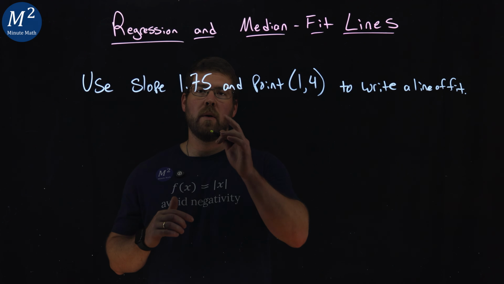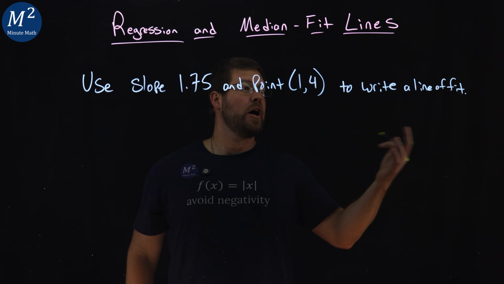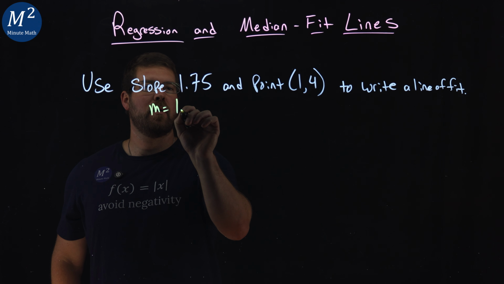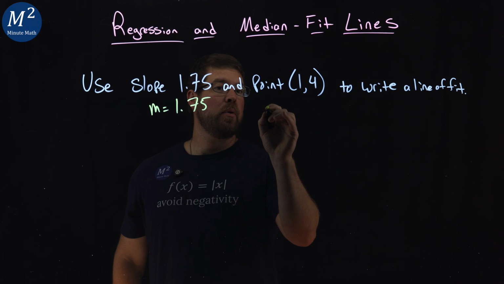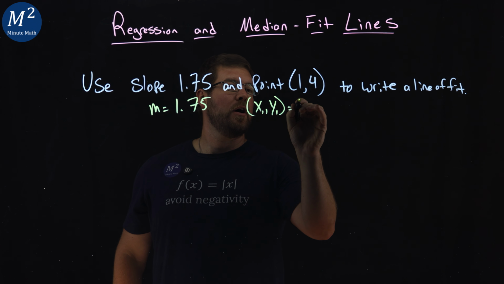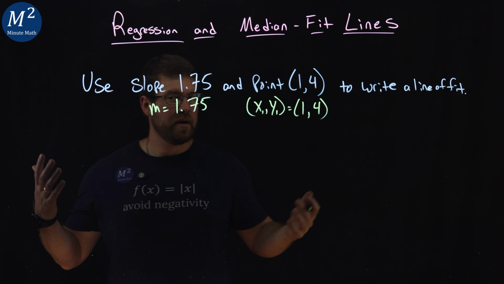Use slope 1.75 and point (1, 4) to write a line of fit. Well, if we're given a slope, m equals 1.75, and our point (x1, y1) of (1, 4), I'm thinking point slope form is a great way to go.